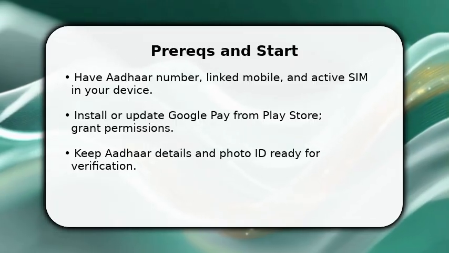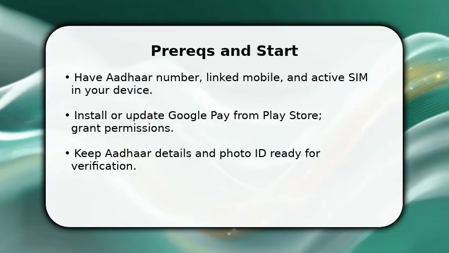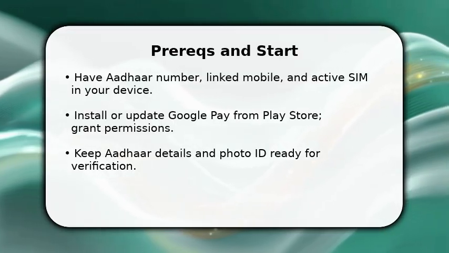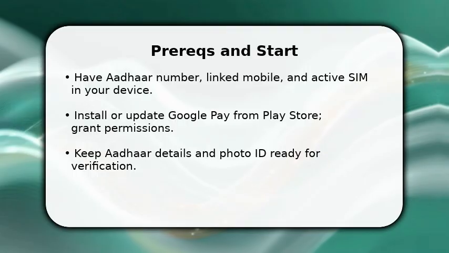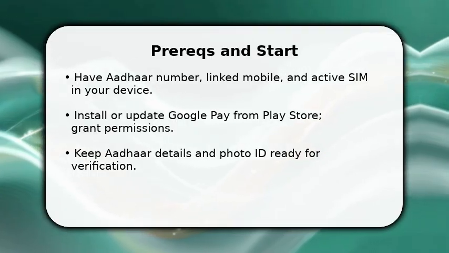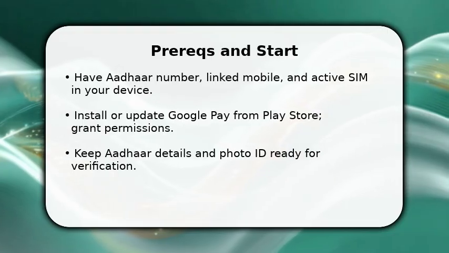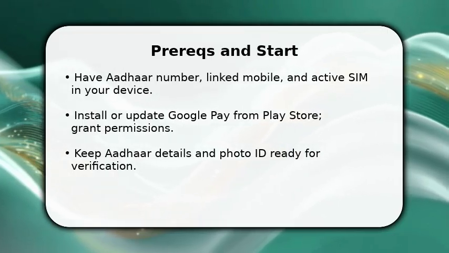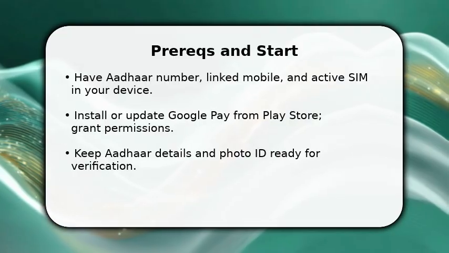You begin by confirming prerequisites. Your Aadhar number and the mobile must be active and SIM enabled. Once done, open Google Pay and accept basic permissions. Make sure location and SMS access are enabled so verification messages arrive.